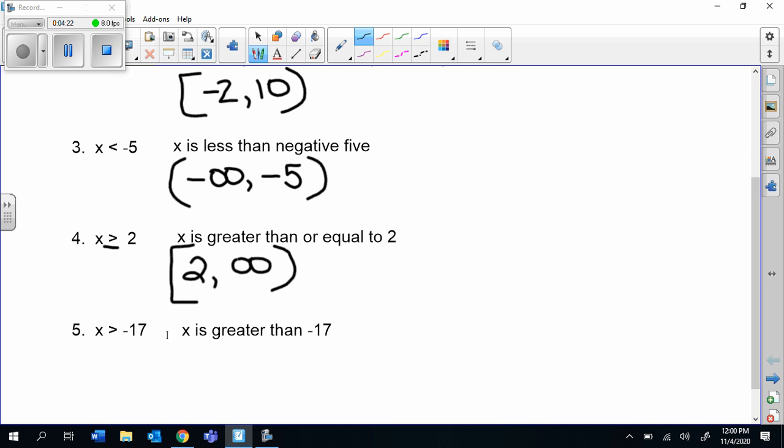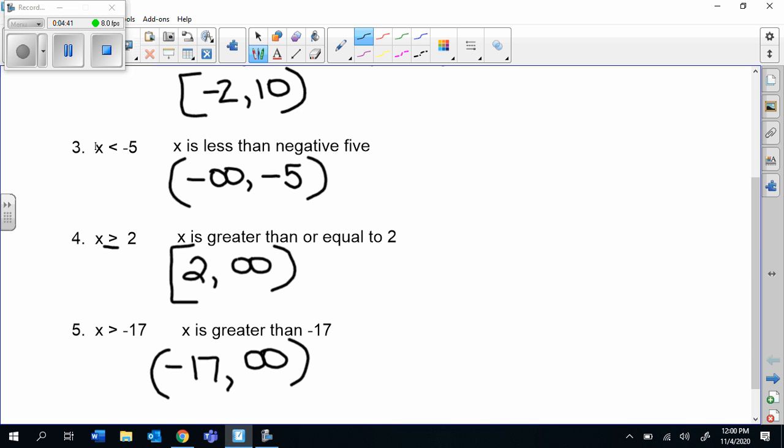Super similar with question 5. -17 is as small as it can get. It's going to get bigger and bigger and bigger till you hit infinity. You never reach infinity. And we're not including -17, so we have a parenthesis right there.